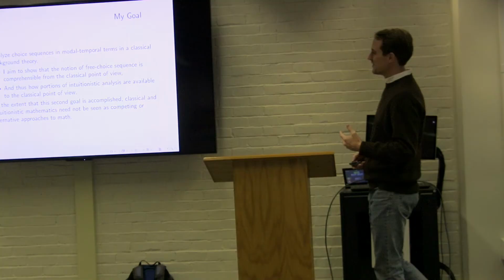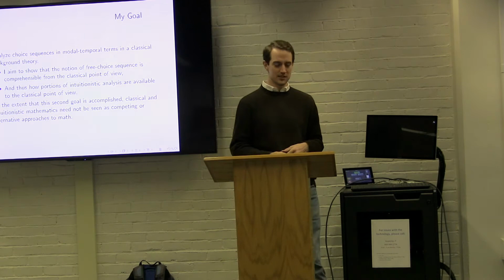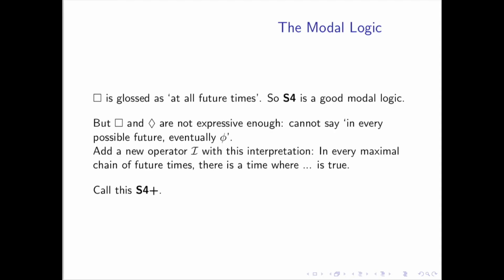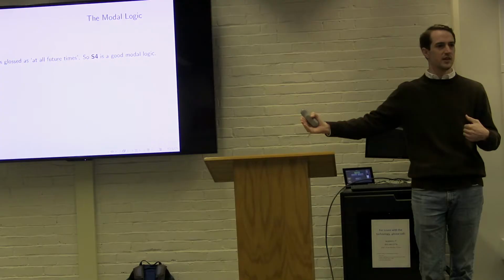So I said I want to develop this in a modal framework, a modal theory. So first question, what's the modal logic? Well, the box is the familiar modal operator, and I want to use the modal logic as a way to regiment temporal reasoning, and so we can gloss the box as meaning at all future times. And just by fiat, we can understand all future times to be inclusive of the present moment, so we want our accessibility relation to be reflexive. And certainly, at all later times is going to be a transitive relation, right? So S4 is going to be our modal logic.